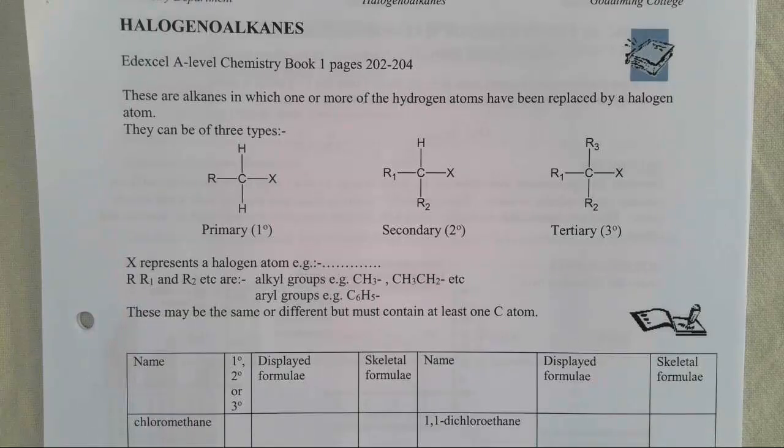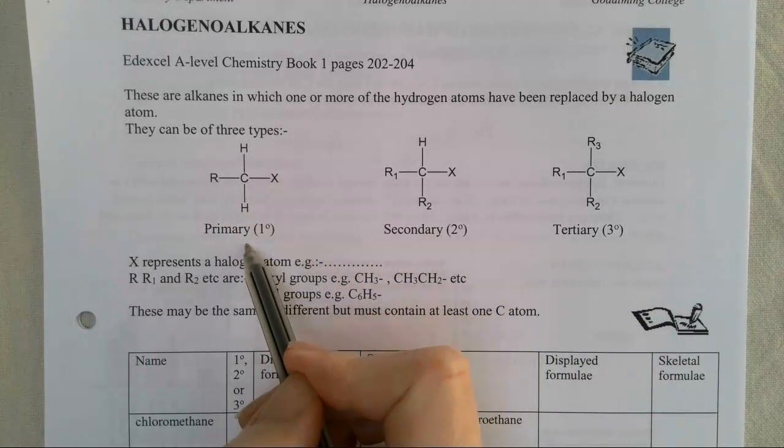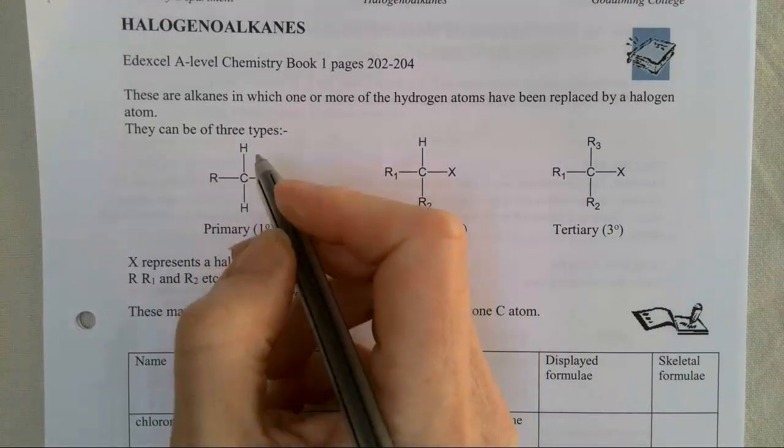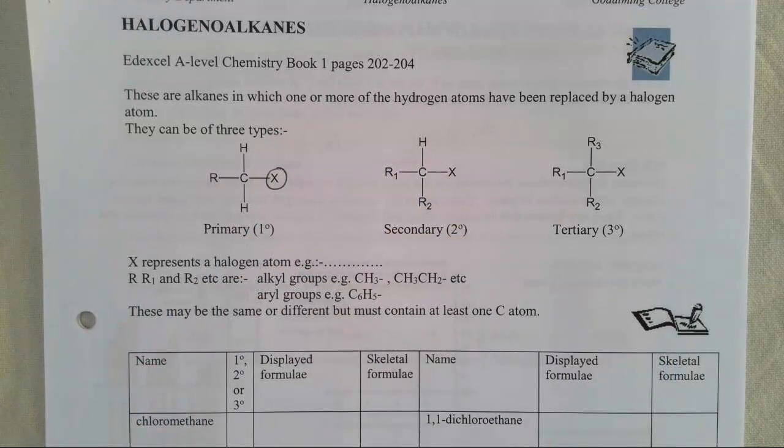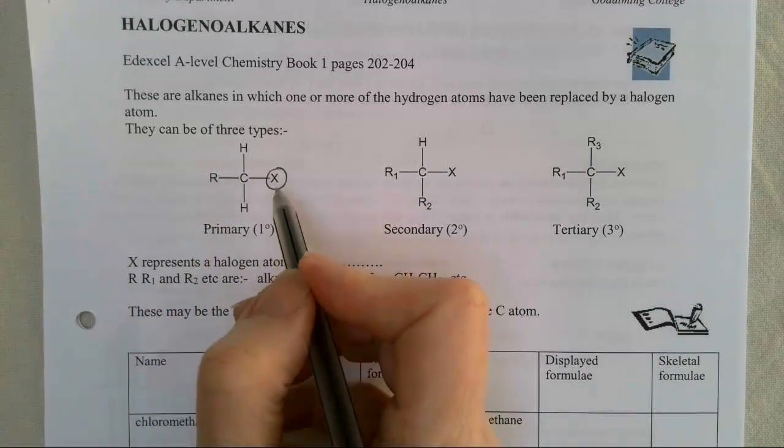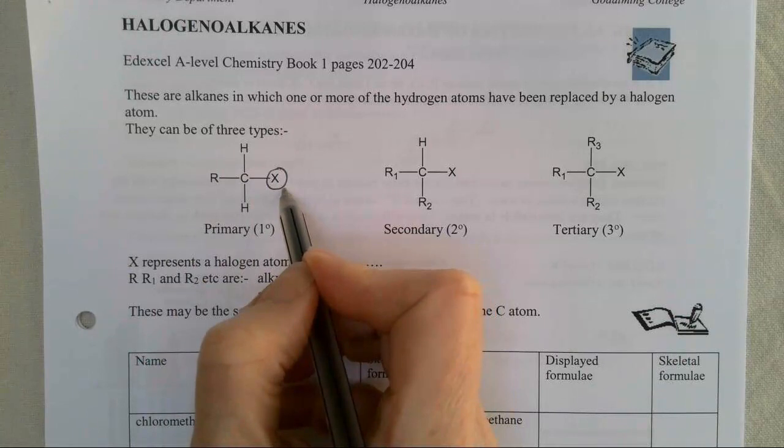Okay, so we're on to the notes now, and we're looking at the three types of halogenoalkanes. Now this is very similar to alcohols in that we have primary and secondary and tertiary alcohols. We also have primary, secondary and tertiary halogenoalkanes. So a primary halogenoalkane has one R group and one halogen.